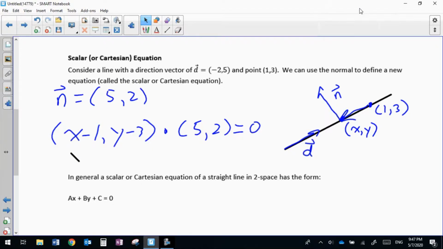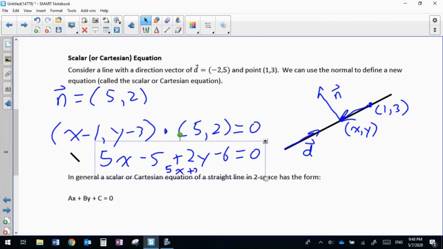So when I do that, it's right. I get 5x minus 5, plus 2y minus 6 equals 0, which would rearrange to 5x plus 2y minus 11 equals 0. Now that last line right there that I squeezed in, that is the scalar equation, or sometimes called a Cartesian equation. I believe the textbook I've given for you to work with online calls it a Cartesian equation. 5x plus 2y minus 11 equals 0.